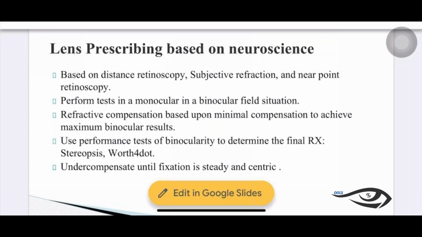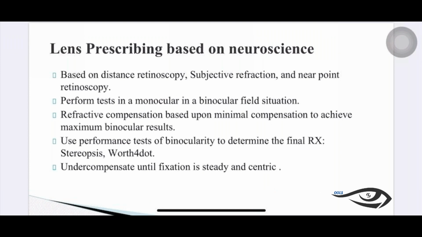And second thing is you have to perform tests monocularly as well as in a binocular field situation. So the binocular situation should be there, both eyes should work together, both eyes should be open, and you perform all the tests. That will be one of the best methods to prescribe the lenses. Refractive compensation based upon the minimal compensation to achieve maximum binocular result. So again, the main thing is you have to think about the binocularity.